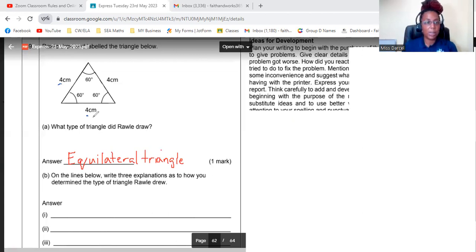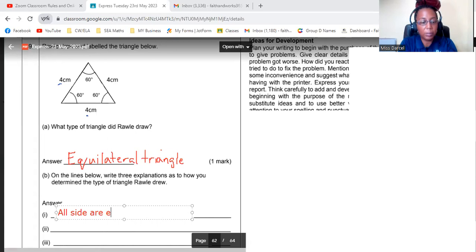Okay, let's do the text here. All right, on the lines below, write 3 explanations as to how you determined the type of triangle Roll drew. So we looked at the clues, so we can definitely include them. So 1, all sides are equal.